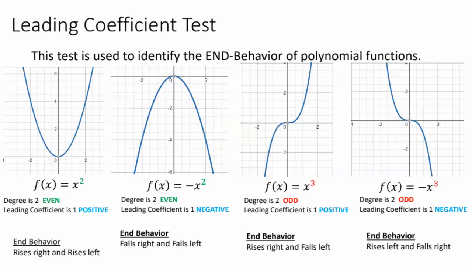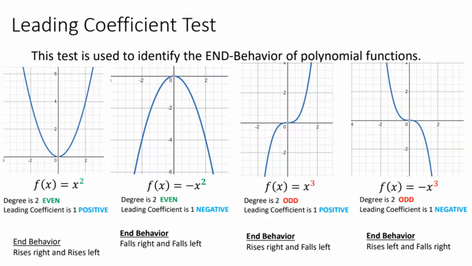Okay, so the leading coefficient test says this: if you are given a function that is even and its leading coefficient is a positive value, then the graph is going to point upwards both on the left and the right. Or, the way the book explains it, the end behavior of the graph is that it rises from the right and rises from the left. If, for an even function, the leading coefficient is a negative value, then the end behavior is going to fall on the right and fall on the left.